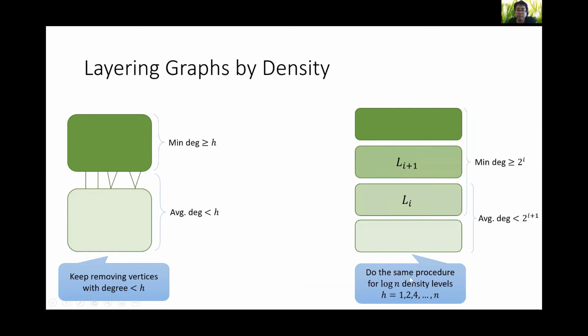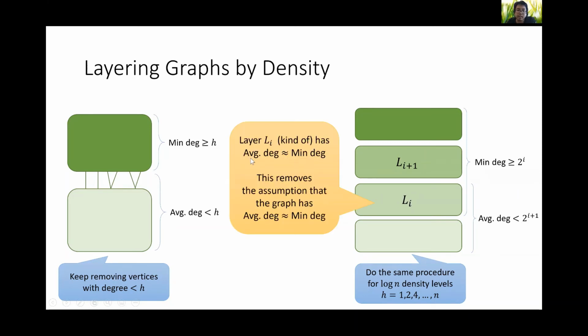But let's say that we do the same procedure for log n density levels. So that would be log n levels. And if you look here, you will have kind of the same thing. If you look at the graph induced by layer i and above, the part that is denser than layer i, the mean degree here will be at least 2 to the i. If you look at the graph induced by layer i and below, this part will have average degree at most 2 to the i plus 1. So what do we have about layer i? It kind of has average degree close to mean degree. Not exactly, but there is just some minor detail that I will omit.